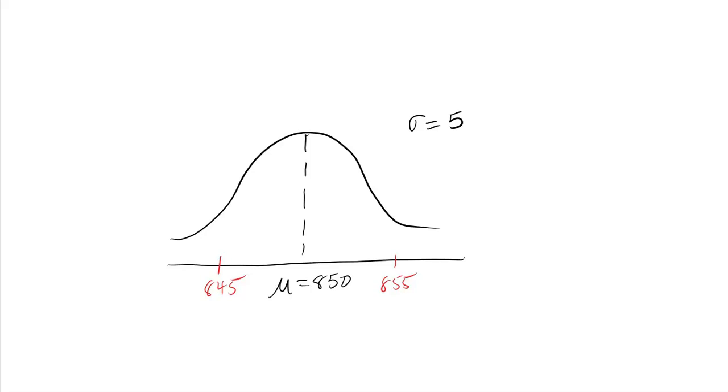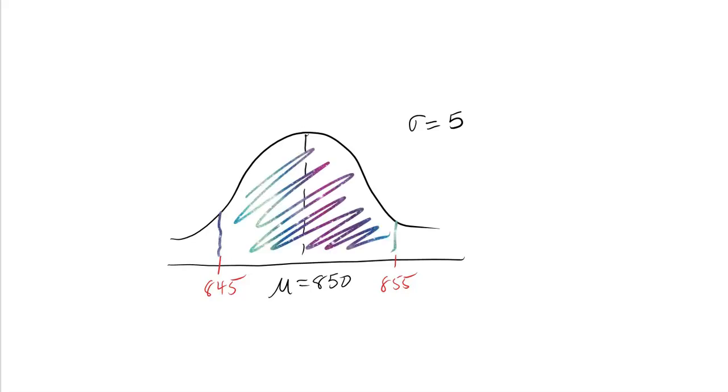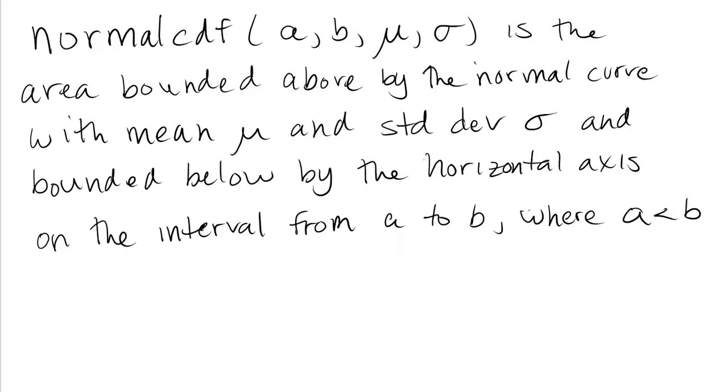What we're looking for is the area bounded by those two curves. So I like to shade that in. And now I ask myself, do I have a way to find this area? Yes, that's what normal CDF is built to do. Normal CDF of A, B, mu, sigma is the area bounded above by a normal curve with a given mean and standard deviation, bounded below by the horizontal axis on an interval from A to B.